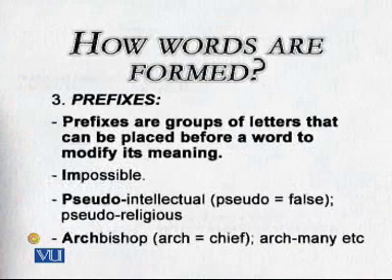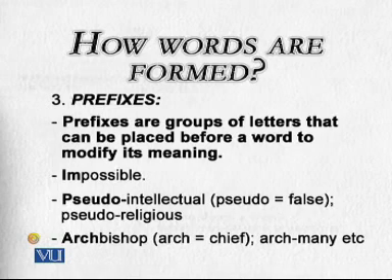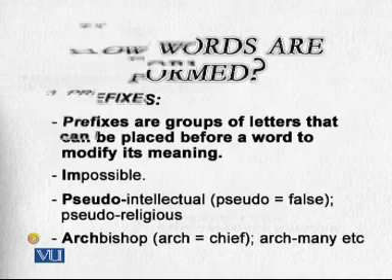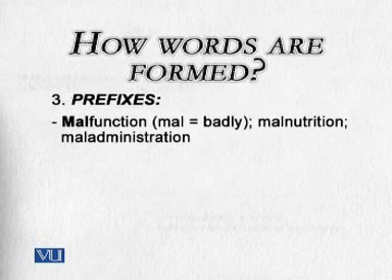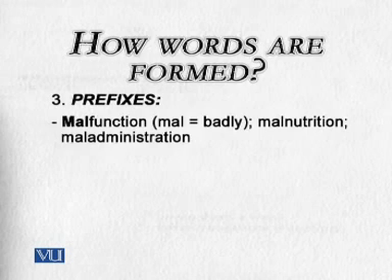Another example, let's say bishop is one word. If I add, let's say, arch at the start, archbishop, it will be, of course, a new word. Let's say function, and I add a prefix, malfunction, another new word. Of course, it will be opposite to what I talked about in function. Malfunctioning, of course, is something which is not functioning properly.